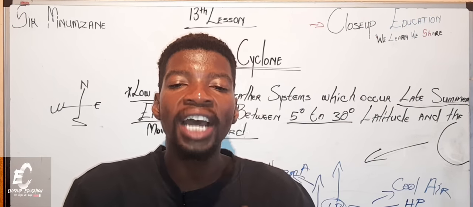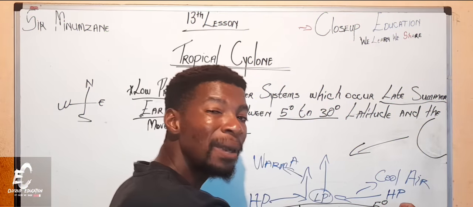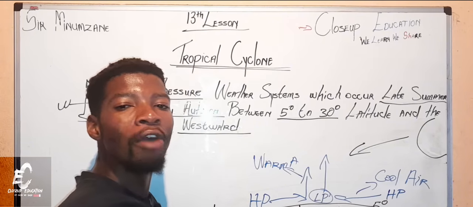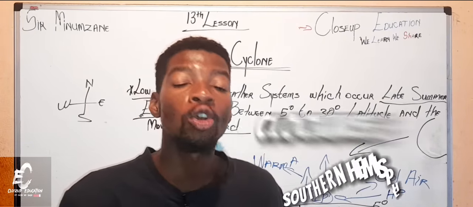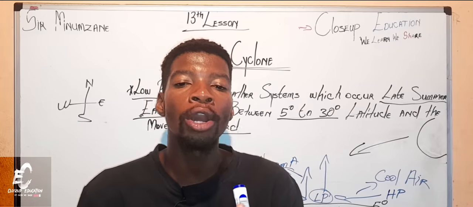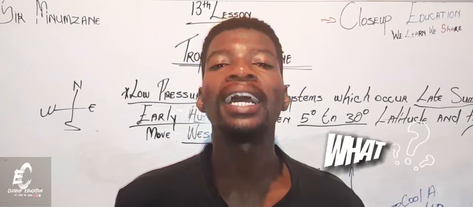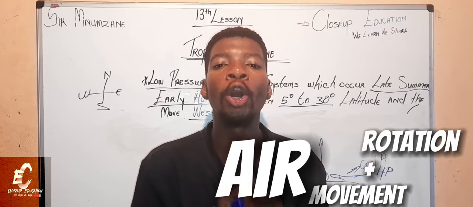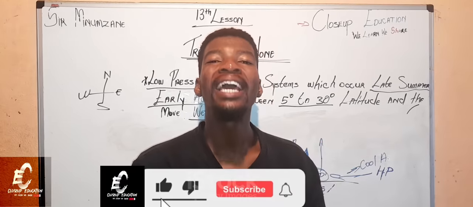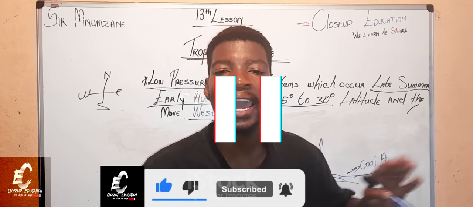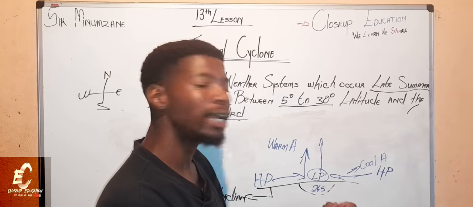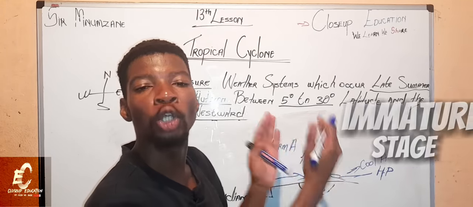But before we reach that point, we have to remember that when air pressure moves from high pressure areas to low pressure areas, it will not just move straight. It will rotate according to the rotation of the earth. This is where Coriolis force comes in. What did I say about the Coriolis force? I said the Coriolis force deflects the rotation of the air. It is responsible for deflecting the rotation of the air according to the rotation of the earth, right? So what do we know? We know that this is the immature stage.